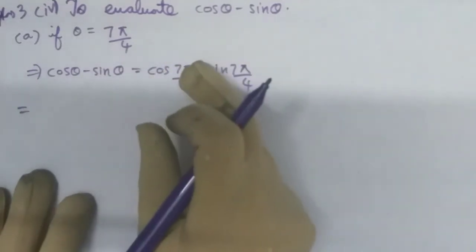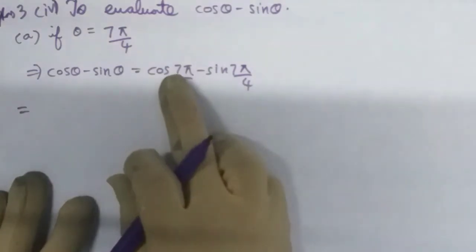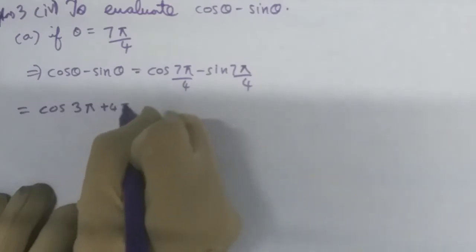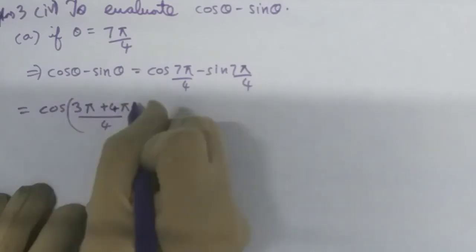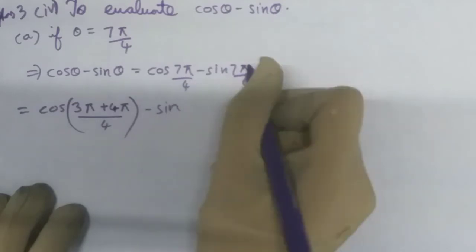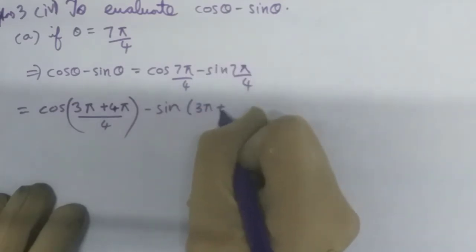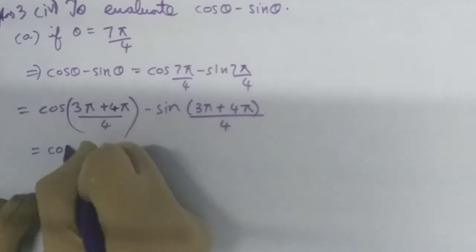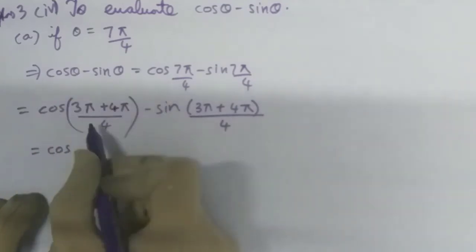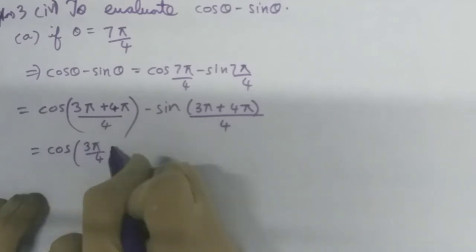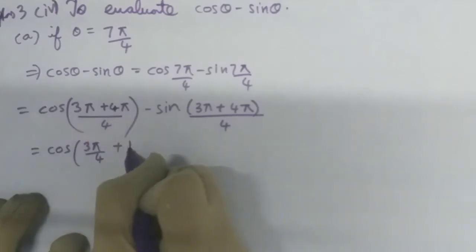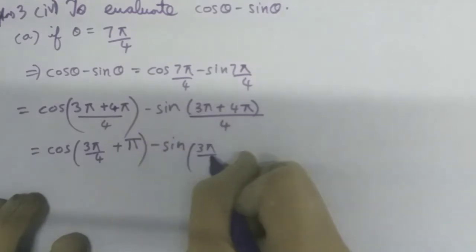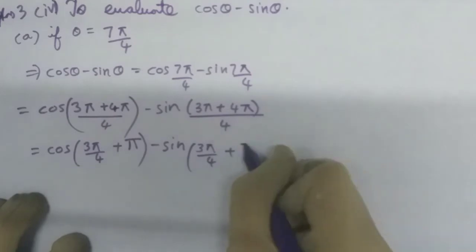Now, what is 7 pi? 7 can be written as 3 plus 4, so I can write 7 pi as 3 pi plus 4 pi. Cos (3 pi plus 4 pi) by 4, minus sine, again 7 pi expanded as 3 pi plus 4 pi, and the denominator 4 as it is. This 4 belongs to 3 pi as well as to 4 pi. So I have 3 pi by 4 plus 4 pi by 4, and 4 ones are 4, so I'm left with pi. Minus sine, same thing: 3 pi by 4 plus pi.